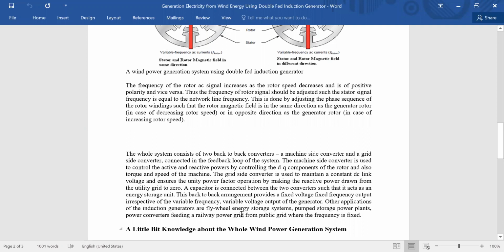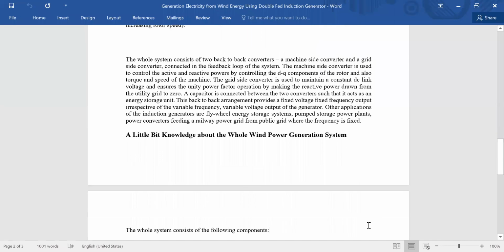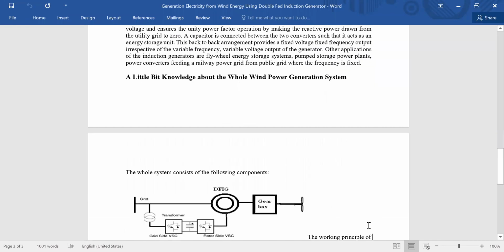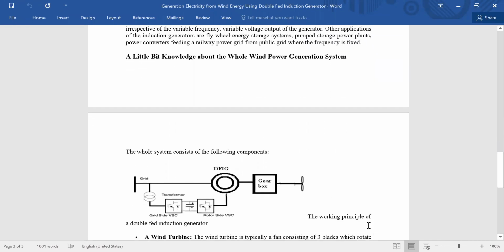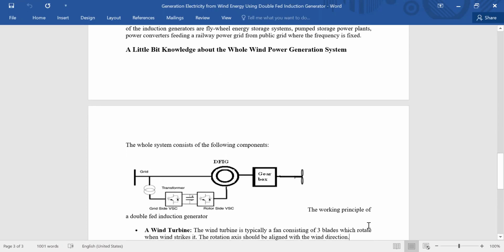So other applications of the induction generator, why we are using that, are for flywheel energy storage systems, pump storage power plants, and power converters for feeding a railway power grid from the public grid, where we have a fixed frequency. So here is a little bit of knowledge of the whole wind power system generator.